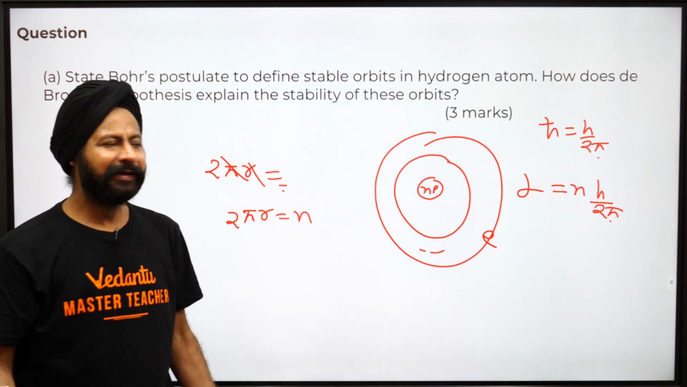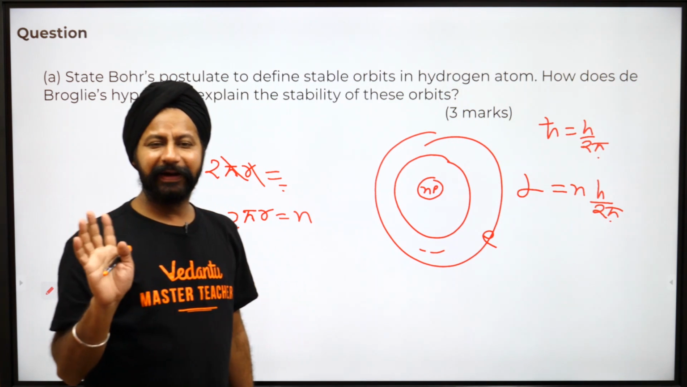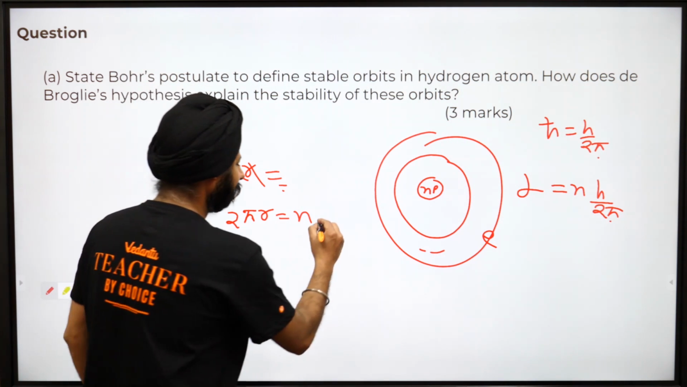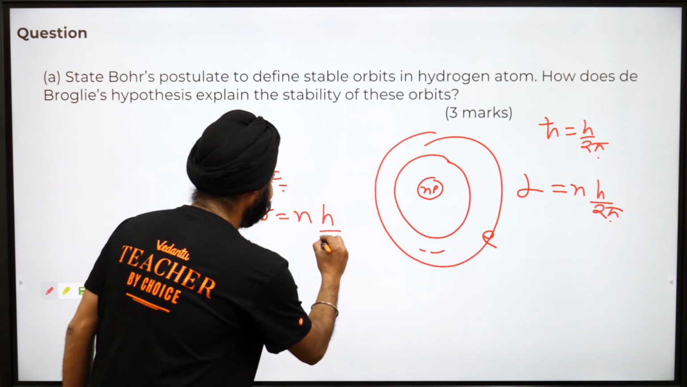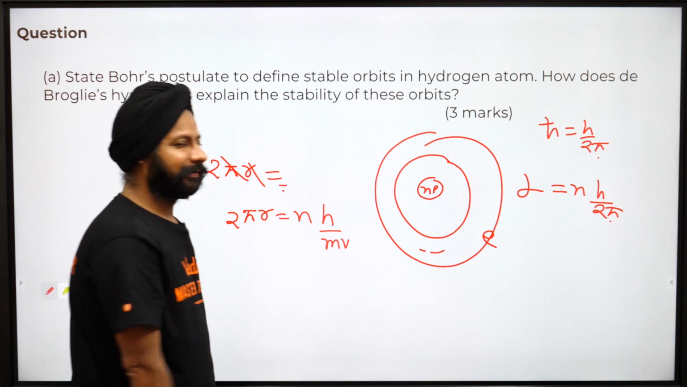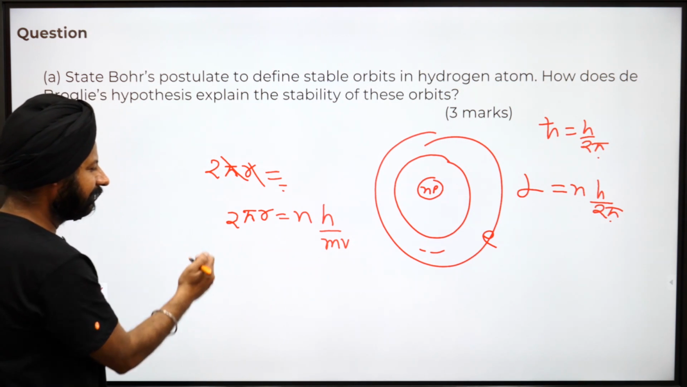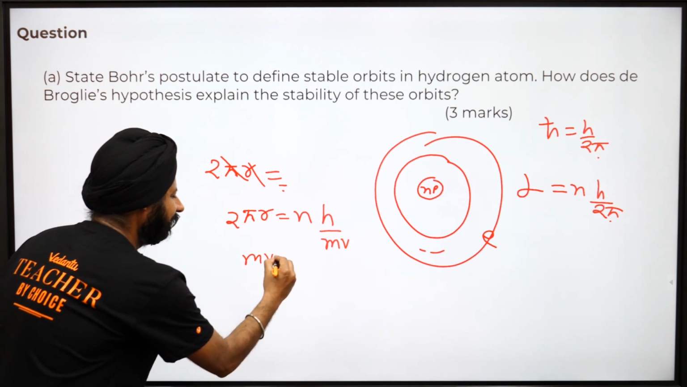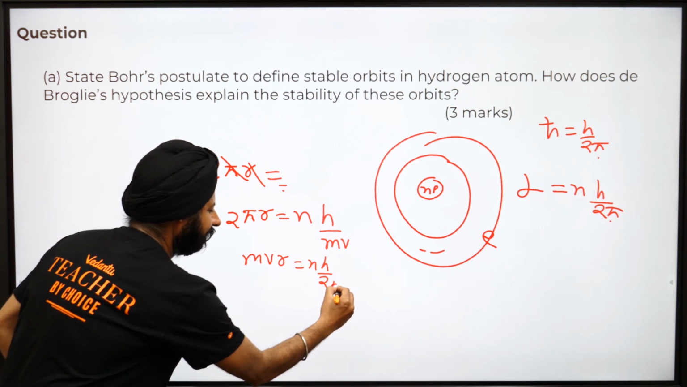Now what is the wavelength? The wavelength, Mr. de Broglie says, is h divided by the momentum. So Planck's constant divided by the momentum. What is momentum? Mass times velocity. Now rearrange this. mvr comes over here. mvr is equal to nh by 2 pi.